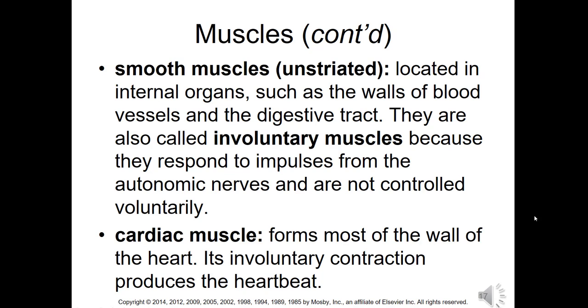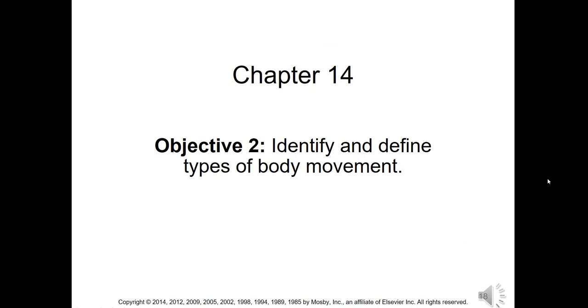Another category of muscle is the smooth muscles, which are unstriated, and these are typically found in the internal organs of the body, like your stomach, the walls of your vessels, and they're involuntary, which means we don't have to think about them doing their job. Another category of involuntary muscle is the cardiac muscle, and we've already talked about the cardiac muscle, but it is what forms most of the wall of the heart, and it's what allows for the involuntary contraction of the heartbeats.